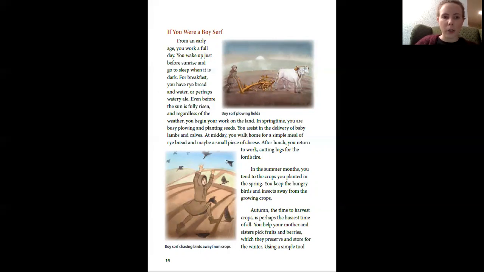In springtime, you are busy plowing and planting seeds. You assist in the delivery of baby lambs and calves. At midday, you walk home for a simple meal of rye bread and maybe a small piece of cheese. After lunch, you return to work, cutting logs for the lord's fire. In the summer months, you tend to the crops you planted in the spring. You keep the hungry birds and insects away from the growing crops.